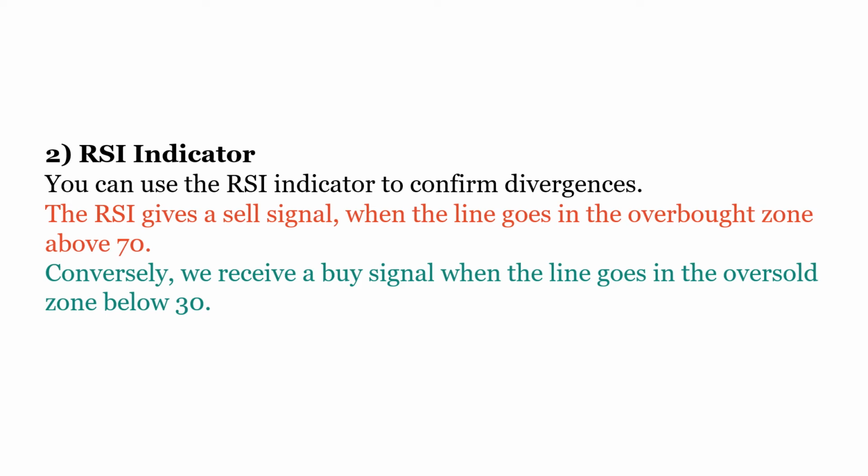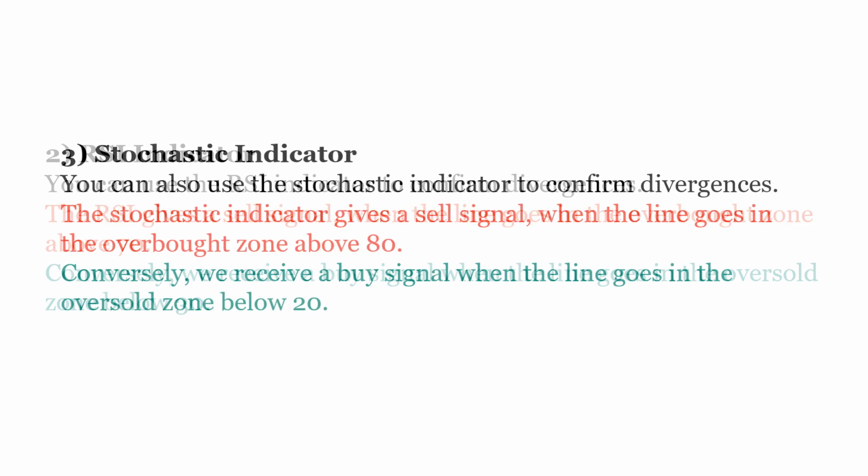For divergences, you can use this indicator with rules we've discussed before. So just the basic, if you see a higher high but a lower high in an uptrend, you would expect a downtrend, etc. And you can also use the RSI indicator to confirm the divergences. The RSI gives a sell signal when the line goes in the overbought zone above 70. Conversely, we'll receive a buy signal when the line goes in the oversold zone below 30.